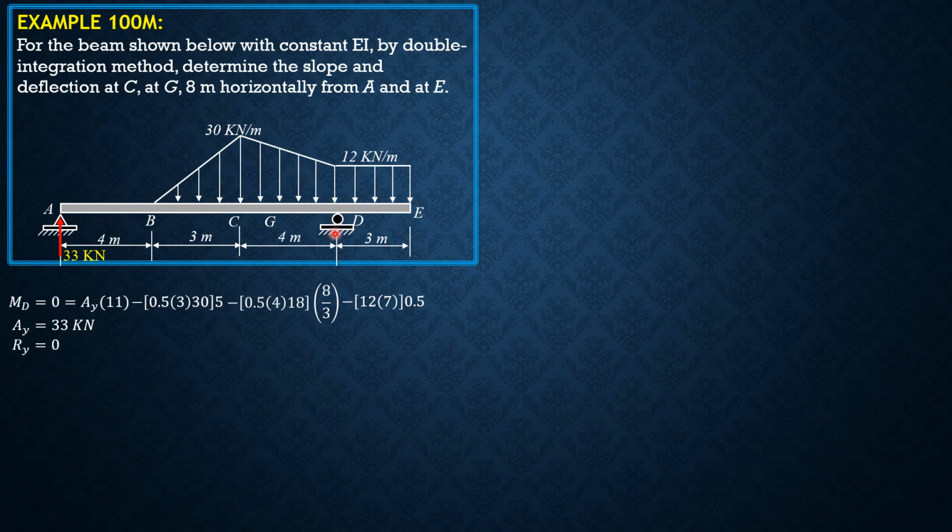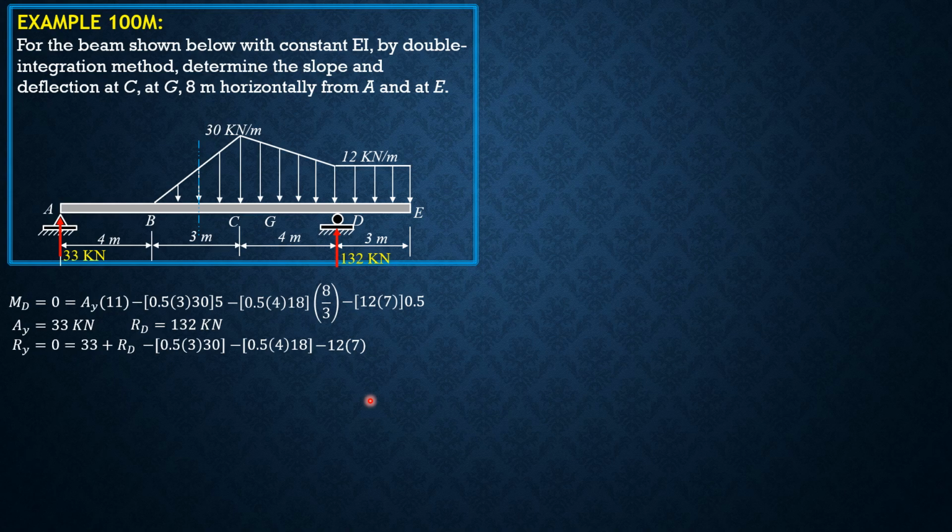Sum of vertical forces is 0. So 33 plus RD, then minus 0.5 of 3 times 30, this one. Minus 0.5 of 4 times 18. Then minus 12 times 7. So R sub D is equal to 132 kilonewtons. Let's put that also there. Then let's have two differential equations, AC then CE.